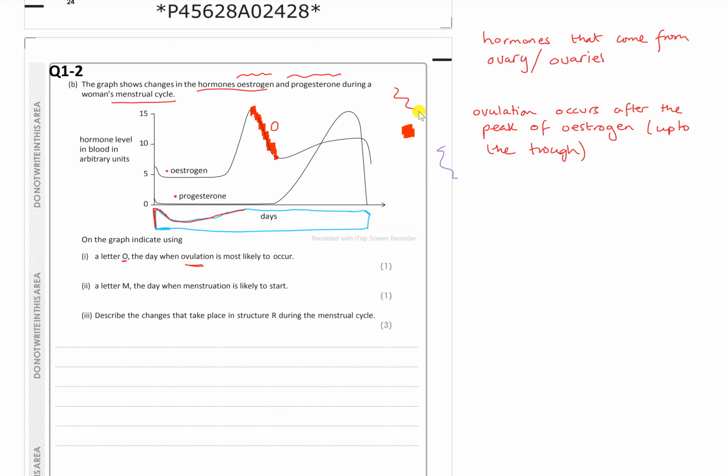Right, okay. So now the next one is the letter M, the day when menstruation. Okay, before I go on, let me just explain something. Let's define ovulation: it is the release of a mature egg. An egg that's ready to accept a sperm and become fertilized. Mature egg, so the release of a mature egg. Right, so let's go back. Right, the next bit, we're looking at when menstruation is most likely to start.